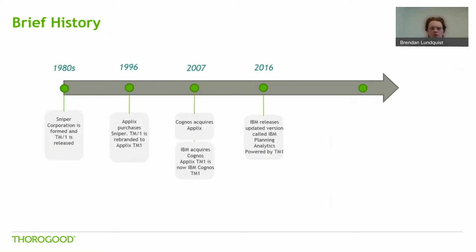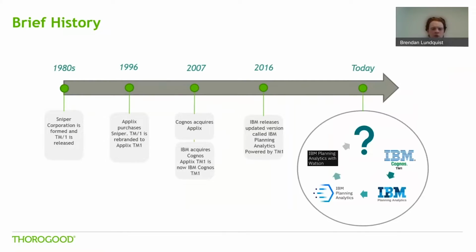It incorporated more modern functionality, like a browser-based interface, to compete with some similar planning tools available on the market. Between then and now, obviously, there have been a lot more iterations, most recently the incorporation of the IBM Watson functionality. The most recent name is IBM Planning Analytics with Watson. The tool is still powered by the TM1 engine, but with a new name.